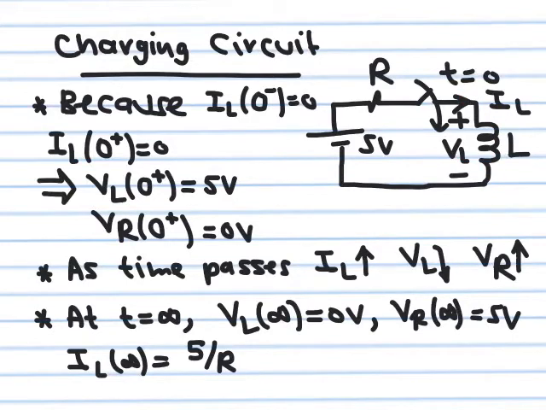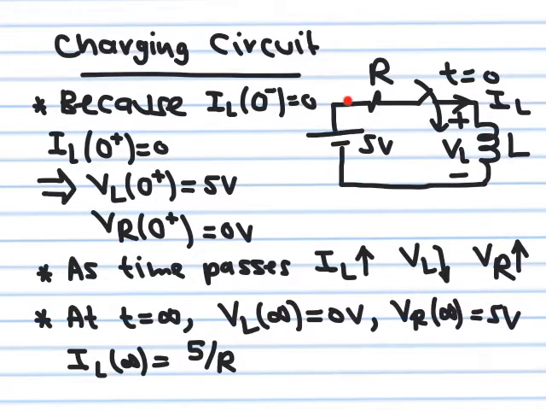Okay? Once you close the switch, the current in the inductor cannot change instantaneously. It has to change in a smooth way. Because it was 0 just before you close the switch, it will still stay 0 just after you close the switch. So the current will still be 0.